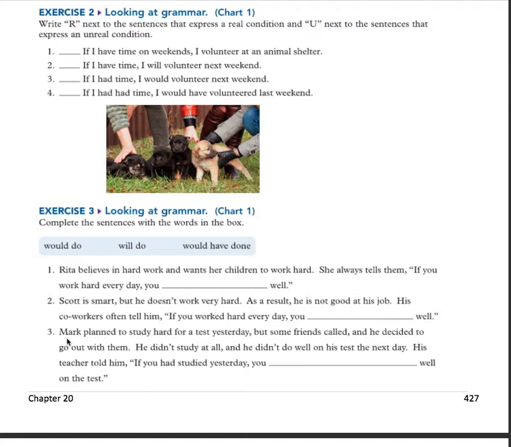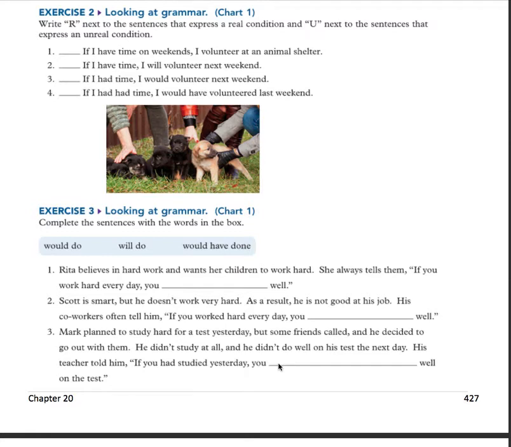Number 3. Mark planned to study hard for a test yesterday, but some friends called and he decided to go out with them. He didn't study at all, and he didn't do well on his test the next day. His teacher told him, if you had studied yesterday, you, now look at the if clause verbs, had studied. This is past perfect. So here you're going to use would have and the past participle. You would have done well on the test.